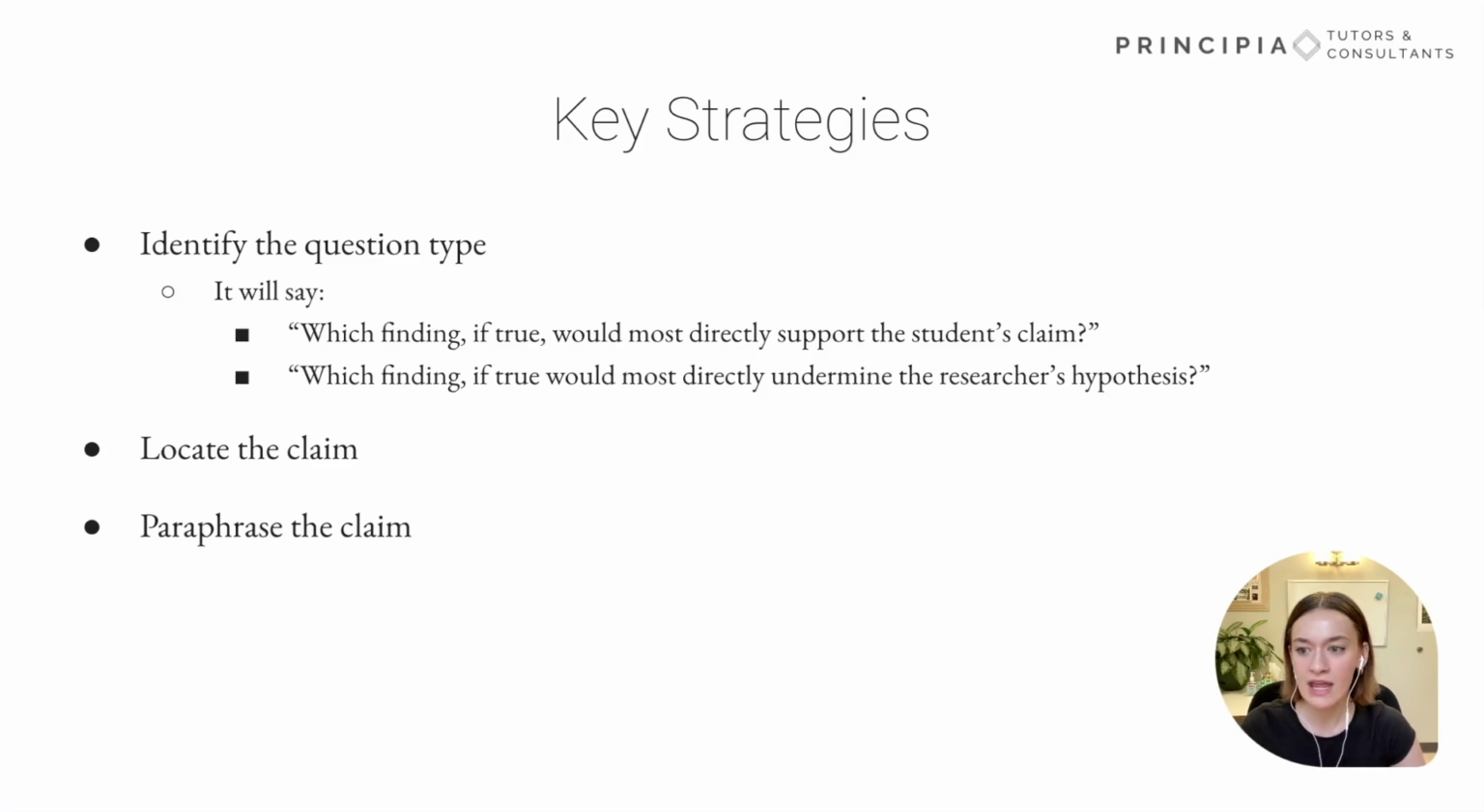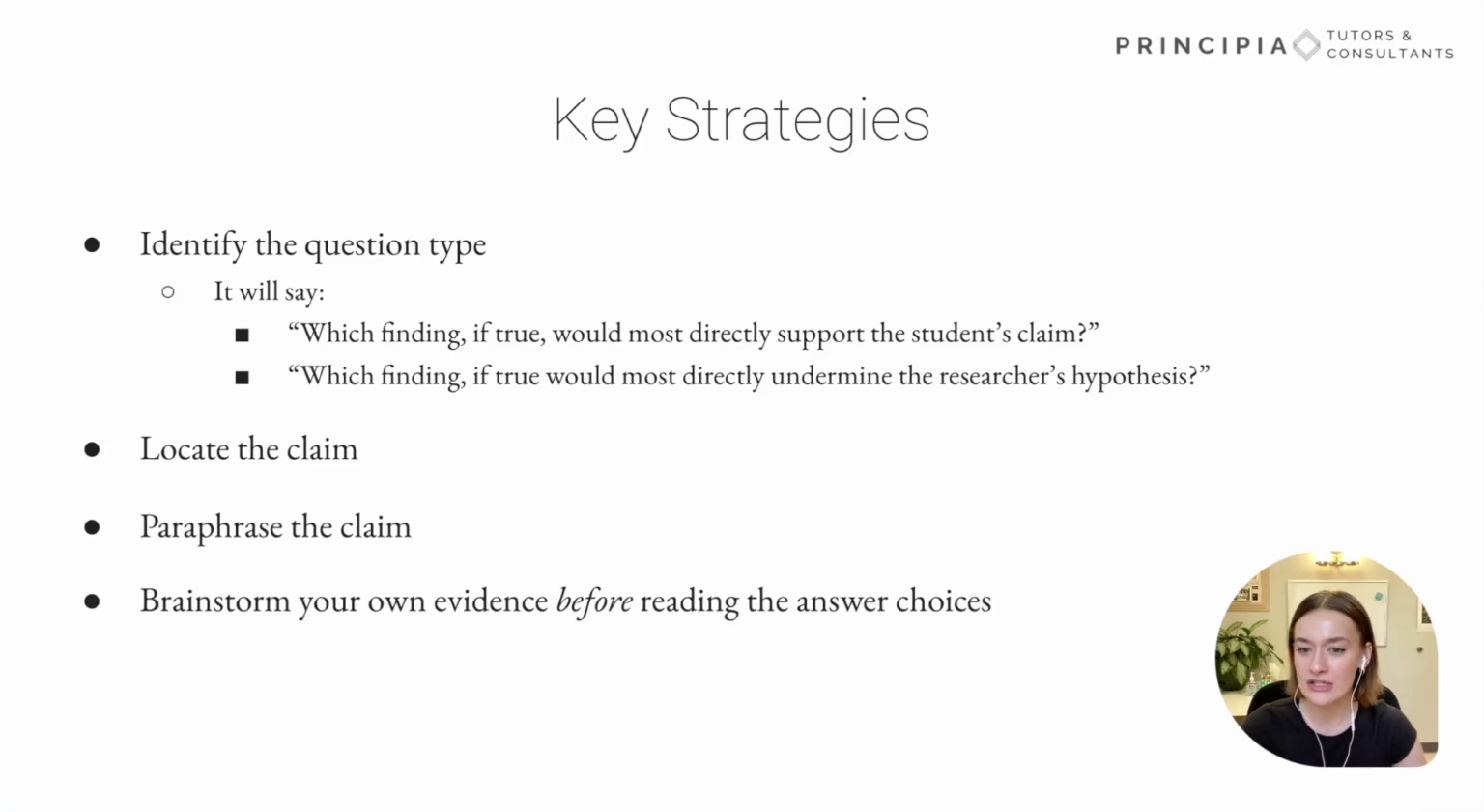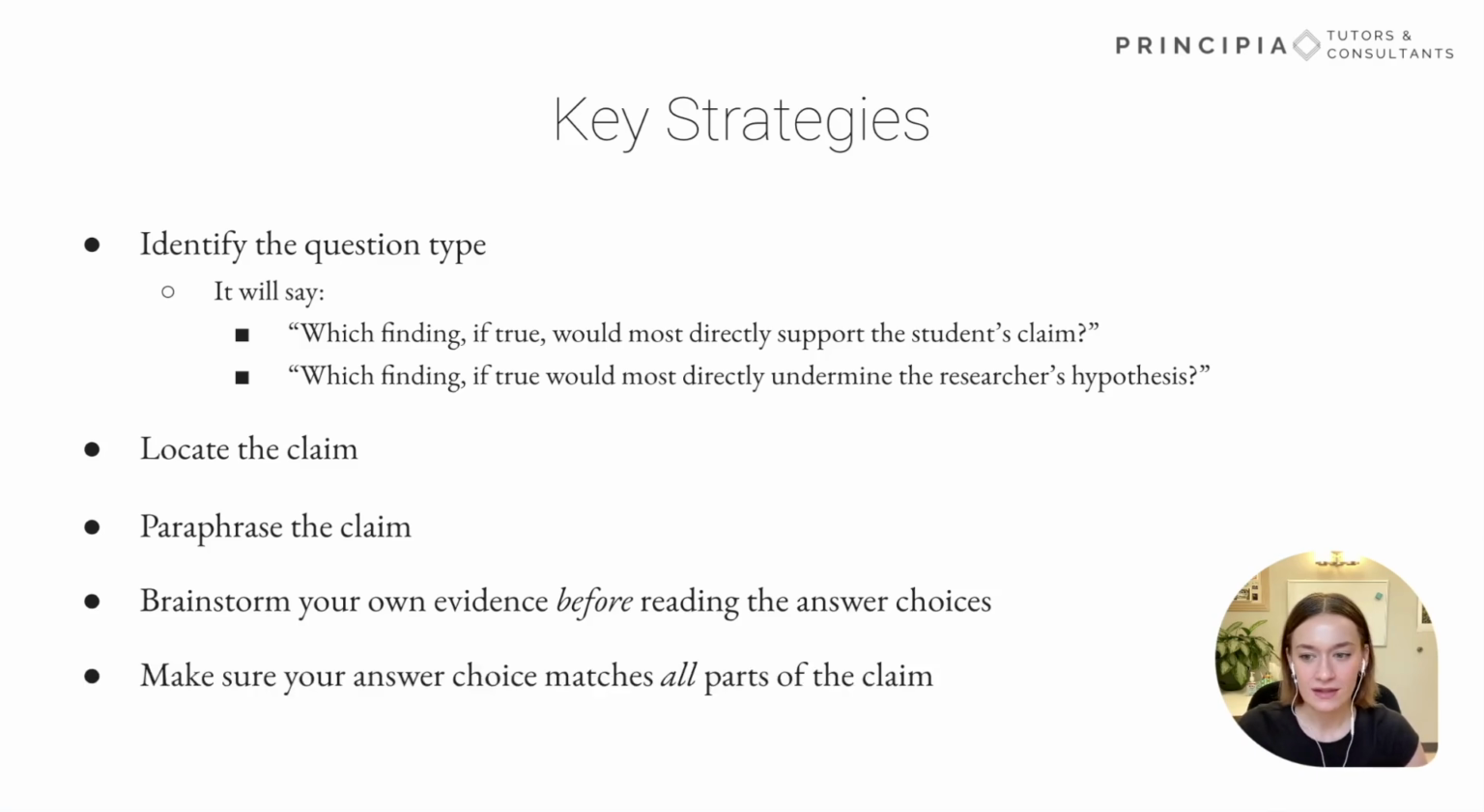And then after we paraphrase the claim, we want to brainstorm our own evidence before we even read the answer choices. That might seem a little bit odd, but if we go into the answer choices without a clear direction, it's incredibly easy to get sidetracked. So go in with a game plan, and that can make it a lot easier to choose the correct answer. And then the last thing we got to do is make sure our answer choice matches all parts of the claim. So now you're finally allowed to read the answer choices. So this is the broad strategy. We're going to be keeping this in mind, but let's look at a first question and see how this kind of looks.